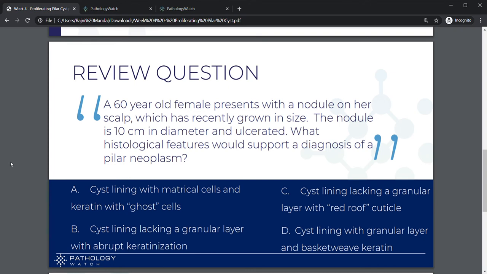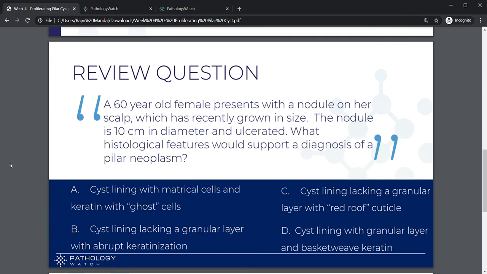A. Cyst lining with matrical cells and keratin with ghost cells. B. Cyst lining lacking a granular layer with abrupt keratinization. C. Cyst lining lacking a granular layer with red roof cuticle. Or D. Cyst lining with granular layer and basket weave keratin.